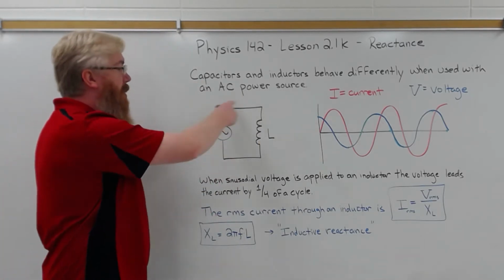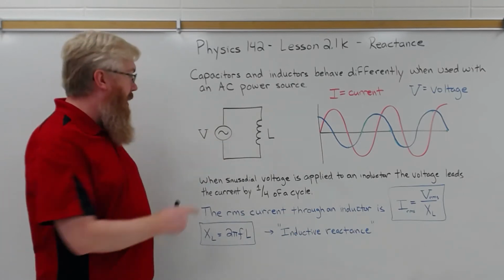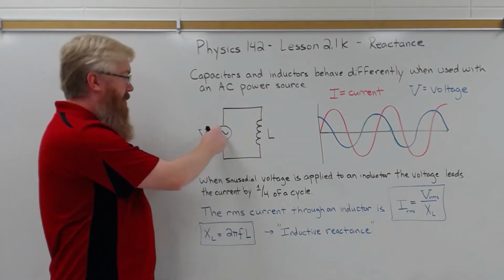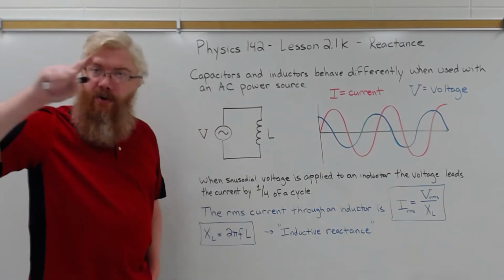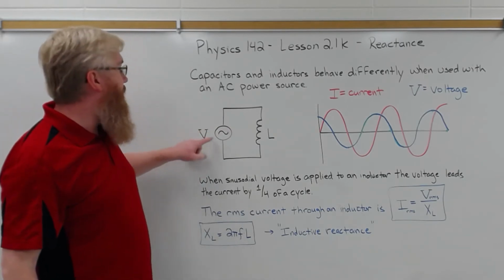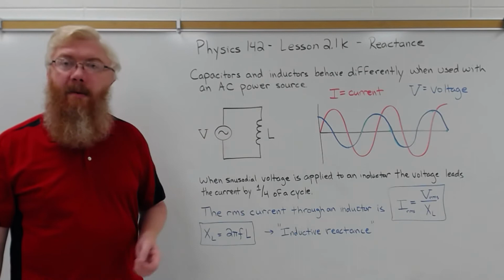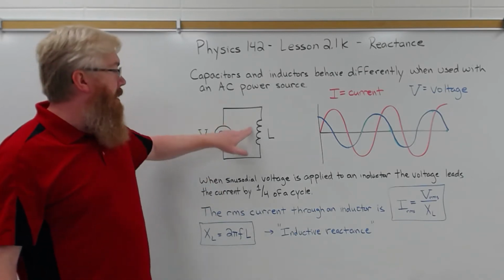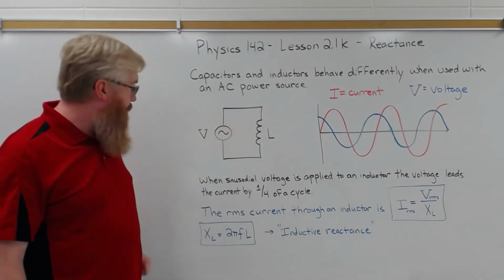So we have a simple inductor circuit here. We have an alternating current power source. That's what the little sine wave is, a little sinusoidal change of current. It doesn't have to be a sine wave, but that's the most common form of AC current. And an inductor here with inductance L.